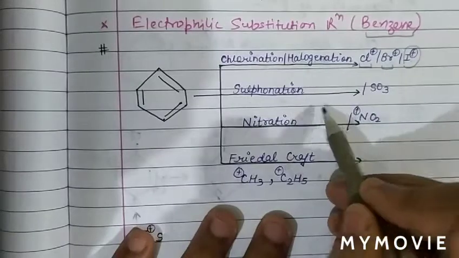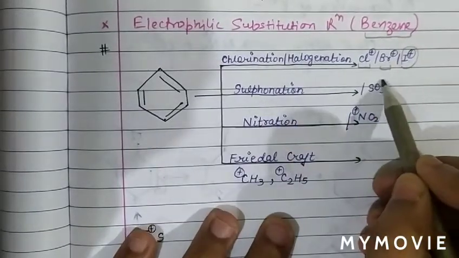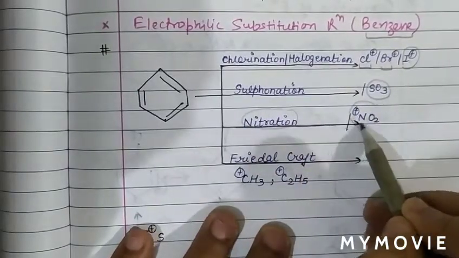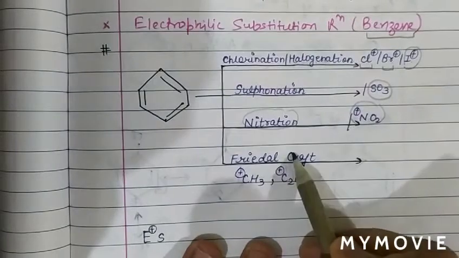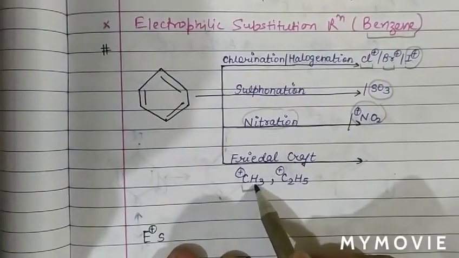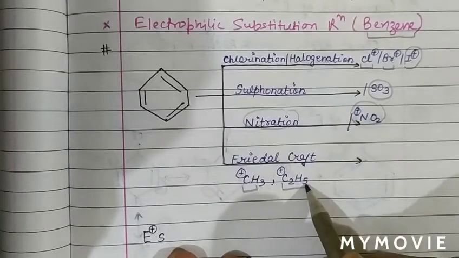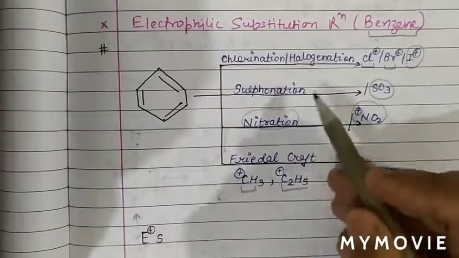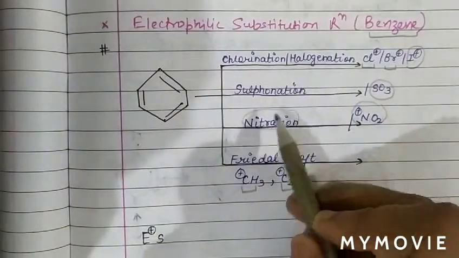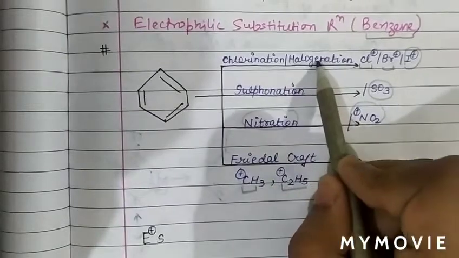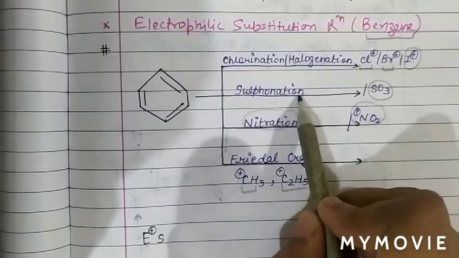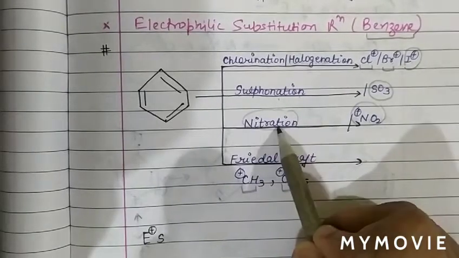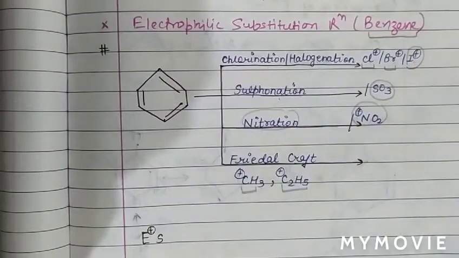While in case of sulfonation, the electrophilic part is SO3, and in nitration reaction, the electrophilic part is NO2+. While in Friedel-Crafts reactions, the electrophilic part is CH3 positive and C2H5 positive, methyl and ethyl cation. So we will discuss in detail about these reactions. When benzene reacts with halogen, it is halogenation; with sulfuric acid, sulfonation; with a mixture of concentrated HNO3 plus H2SO4, nitration.